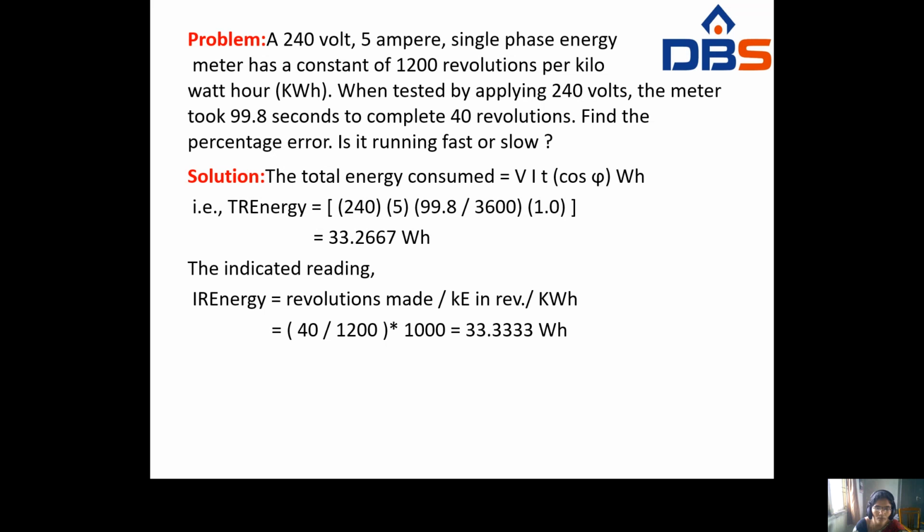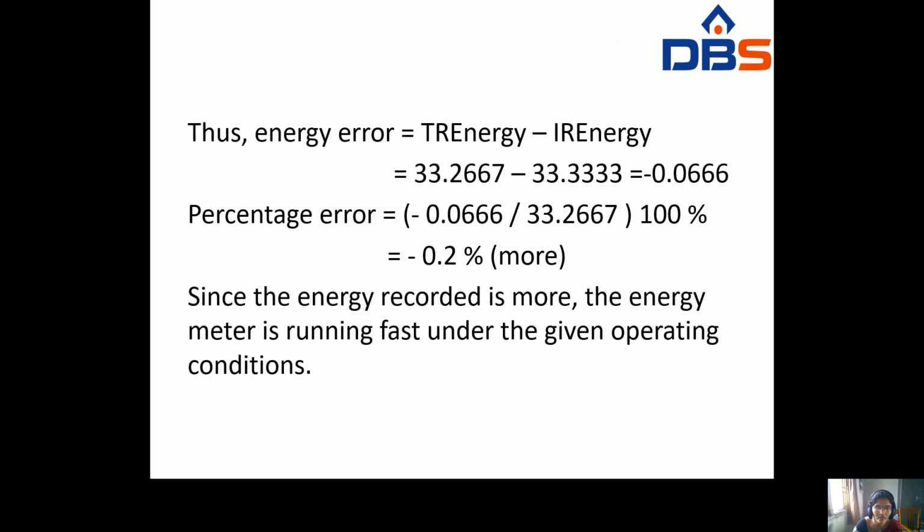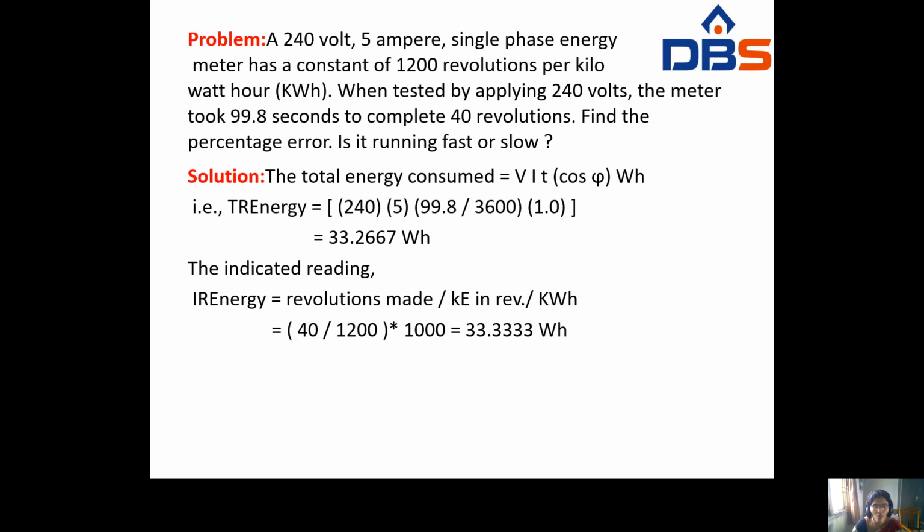You have to take this small problem on the energy meter. At 240 volts, 5 amperes, a single phase energy meter has a constant of 1200 revolutions per kilowatt hour. When tested by applying 240 volts, the meter took 99 seconds to complete 40 revolutions. Find the percentage error. Is it running fast or slow?